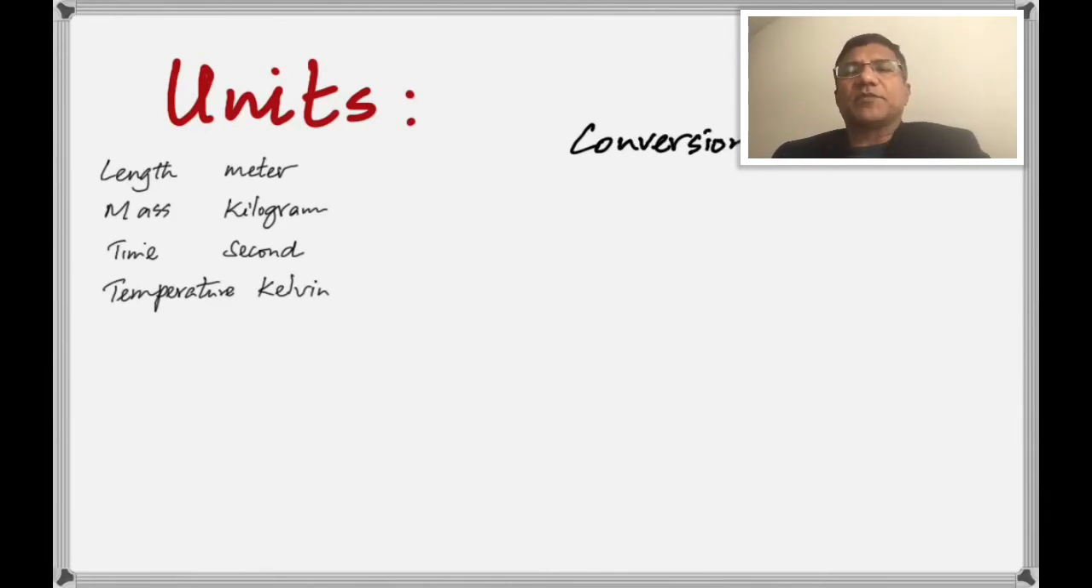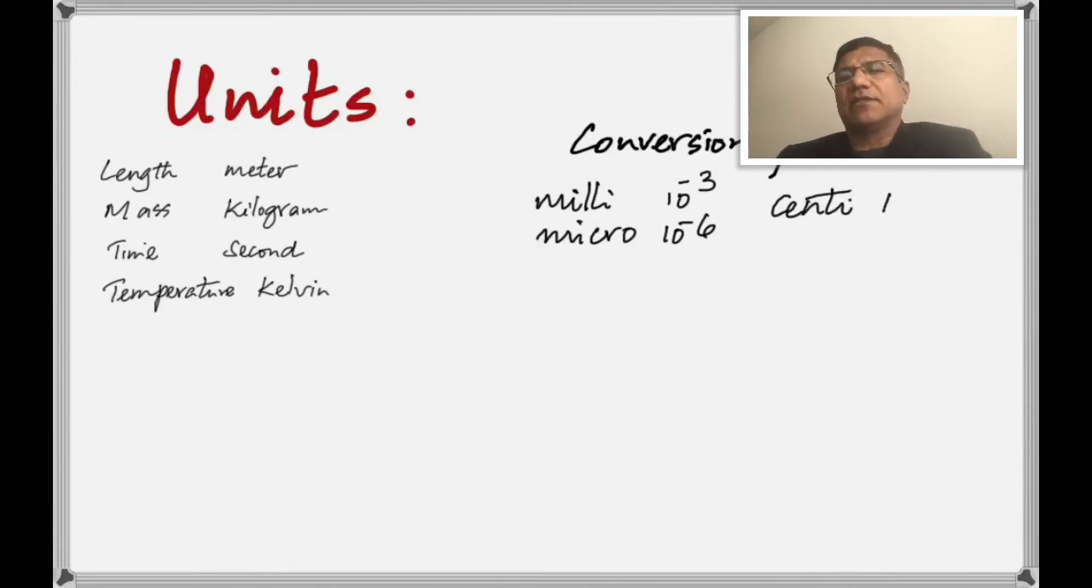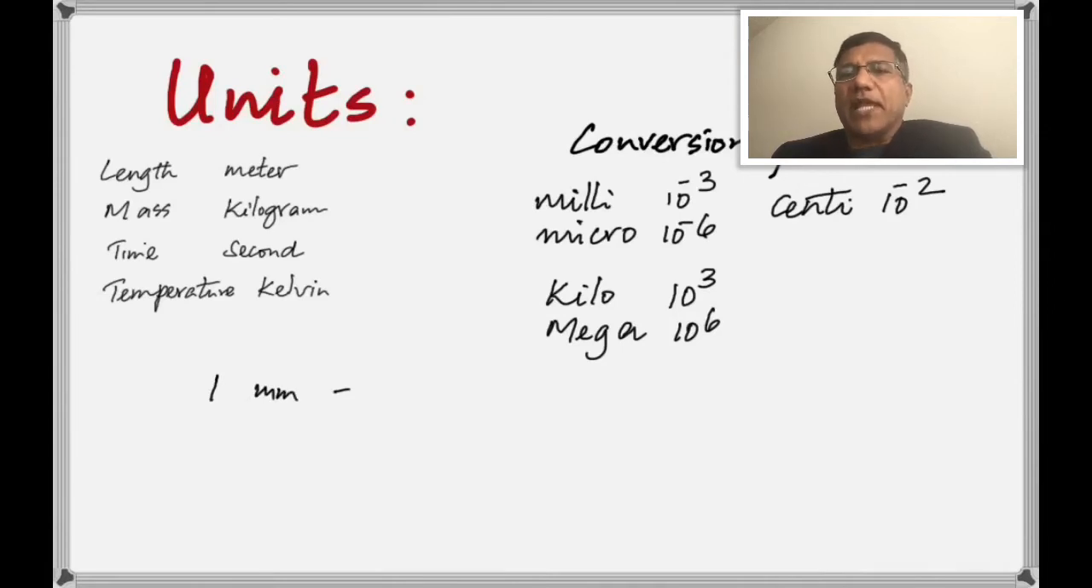And many times problems in physics will be given in other units, but you need to know how to convert from one system into another. And although there are many prefixes, the most important prefixes are milli, that stands for 10 to the negative 3, micro for 10 to the negative 6, centi for 10 to the negative 2, kilo. Now that's on the higher side. Kilo is 1,000, so it's 10 to the 3. Mega is exactly the opposite of micro, which is 10 to the 6. So mega is 10 to the 6.